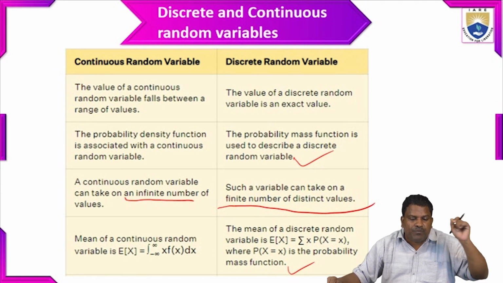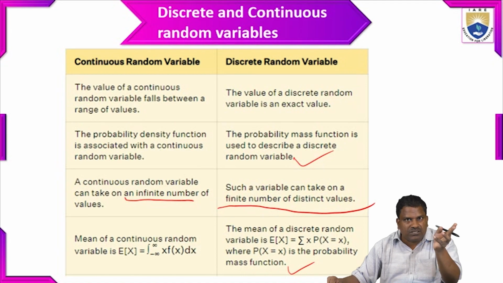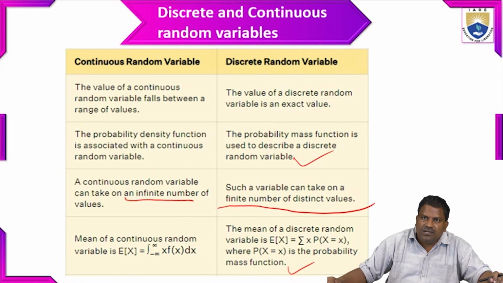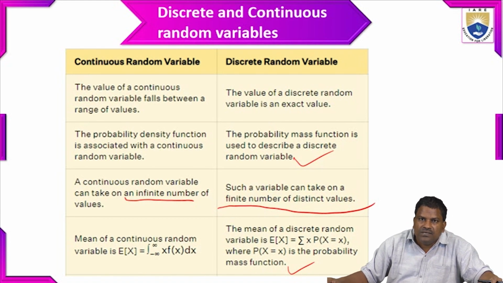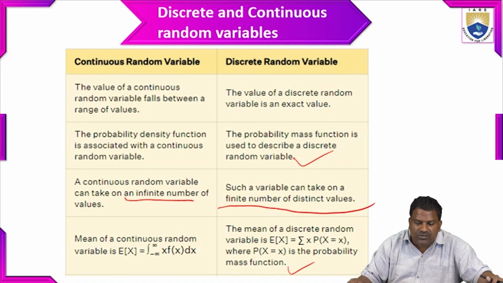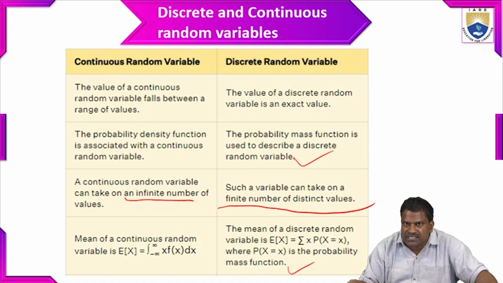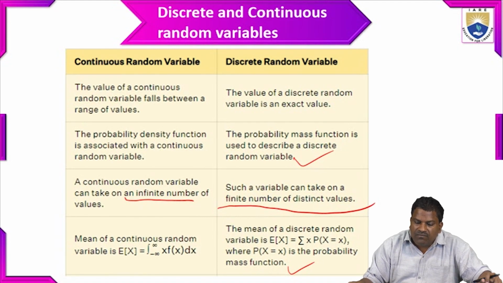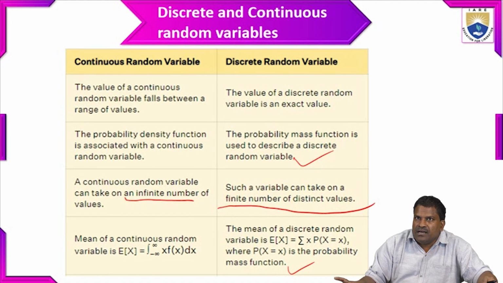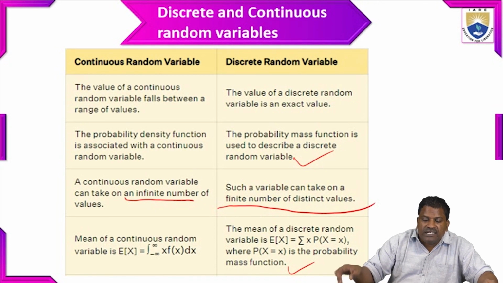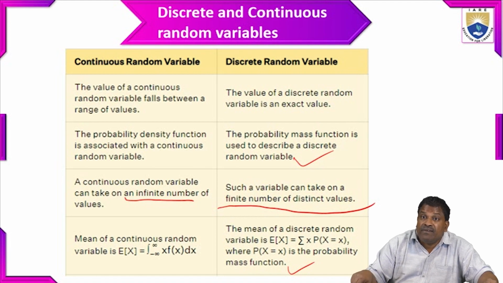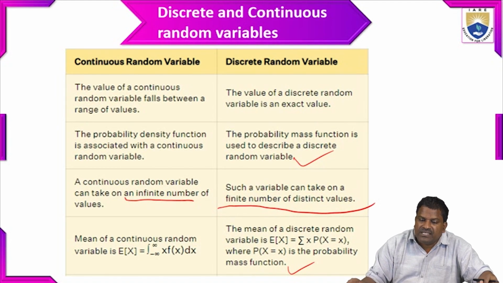If we come to the point of mean, in both, the mean of a continuous random variable is defined as E of x is equal to integral minus infinity to infinity x into f of x dx. We have discussed earlier why in a discrete random variable that integration we don't take, because here a specific numerical value is there for discrete.